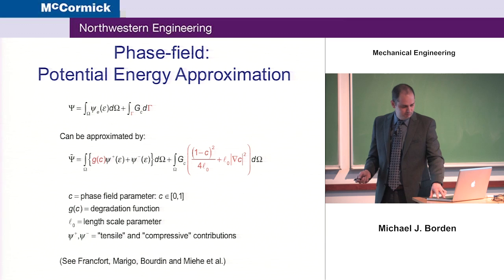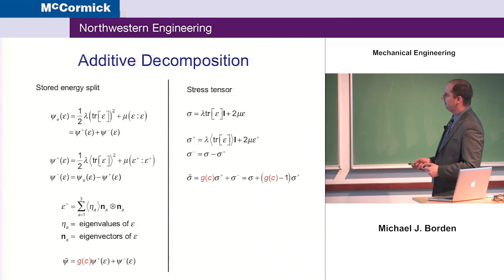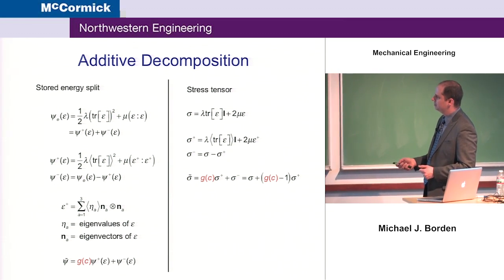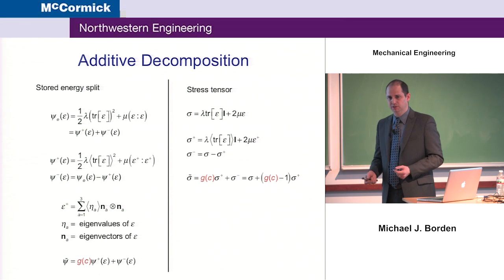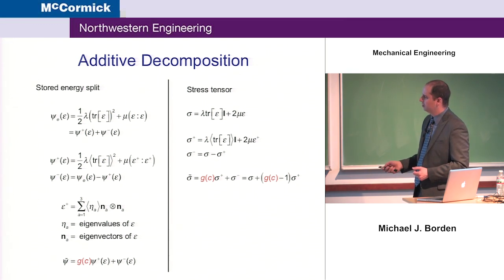And this, just to show what this looks like, is based on an additive decomposition of the strain energy. So here's our typical strain energy. We want to decompose it into a tensile part and a compressive part. The tensile part looks like this, where these angle brackets are just taking the positive part of the argument. So it's taking the positive trace, and then we have what we call our tensile strain and our compressive strain.